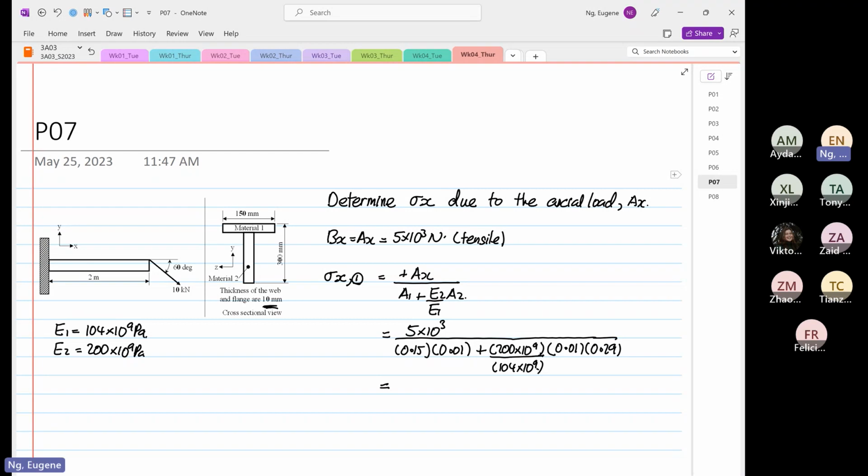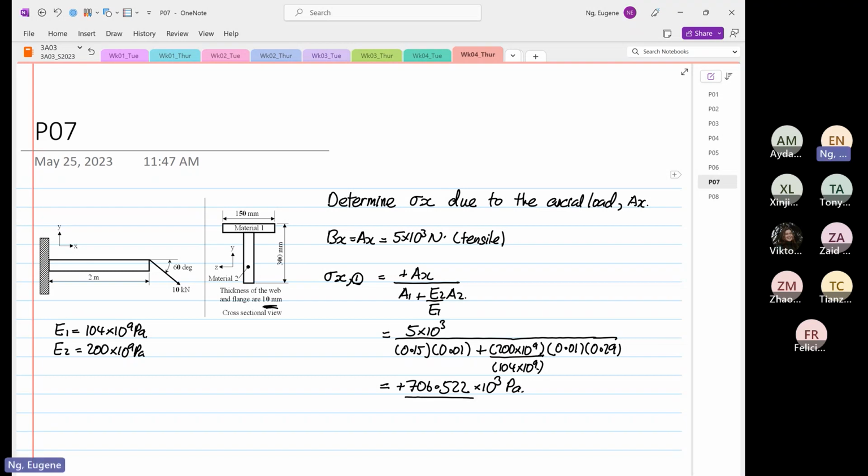So this will be equal to 200 power 9 divided by 104 power 9 times 0.01 times 0.29 plus 0.15 times 0.01, then 5 power 3 divided by that. So it's equal to 706.522 times 10 to the power 3 Pascal.